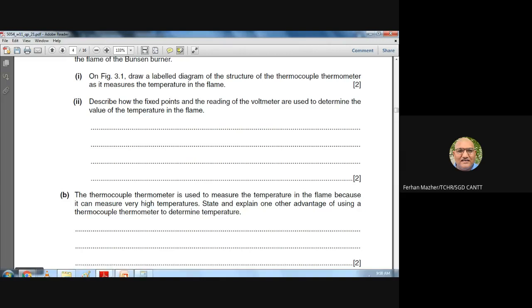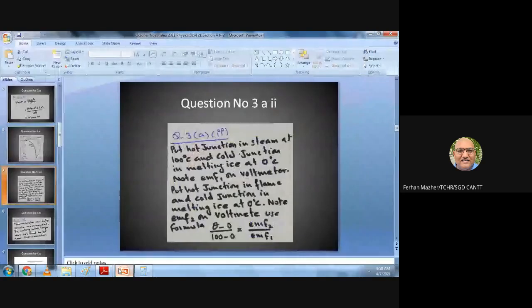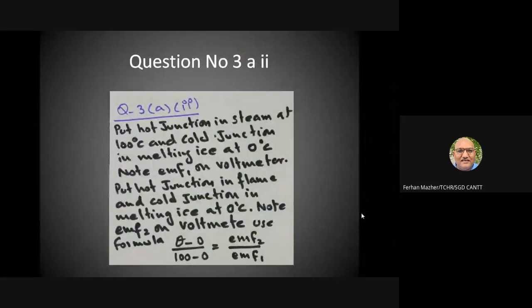I have written this on my paper. Let me show you this. Put hot junction in steam at 100 degrees centigrade and cold junction in melting ice at 0 degrees centigrade. Note EMF1 on the voltmeter. Put hot junction in the flame of the Bunsen burner and cold junction in melting ice at 0 degrees centigrade. Note EMF2 on the voltmeter. Use this formula: (theta minus 0) divided by (100 minus 0) equals EMF2 divided by EMF1. And very easily you can find out the temperature of the flame.